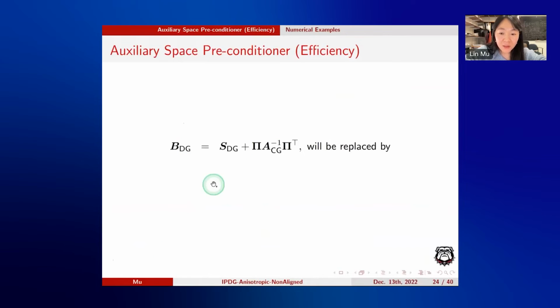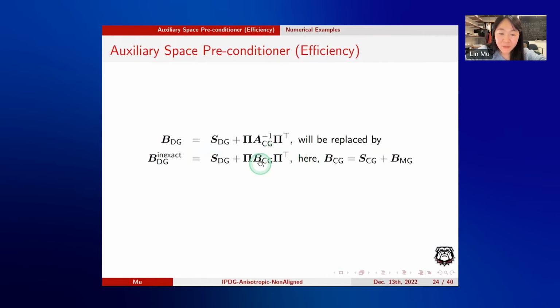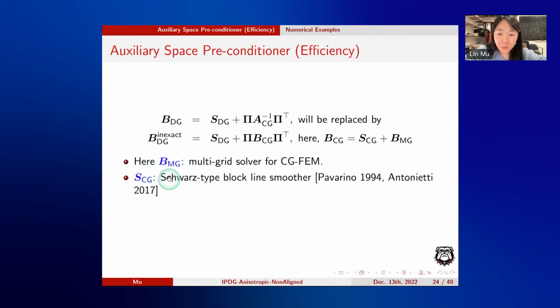So here, we will replace the exact inversion by a preconditioner. For example, we will use B_CG to approximate A_CG inverse. Here, B_CG will be some smoother and the multigrid preconditioner B. For the CG smoother, we can use the Schwarz type of block line smoother as suggested by the reference. This will also be the major contribution of our work: how to construct the effective line smoother.